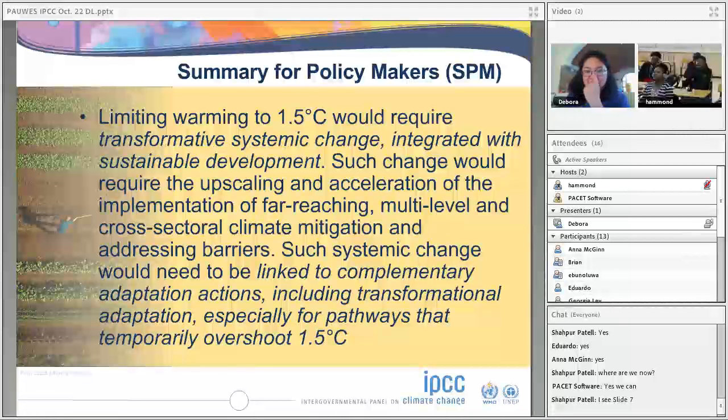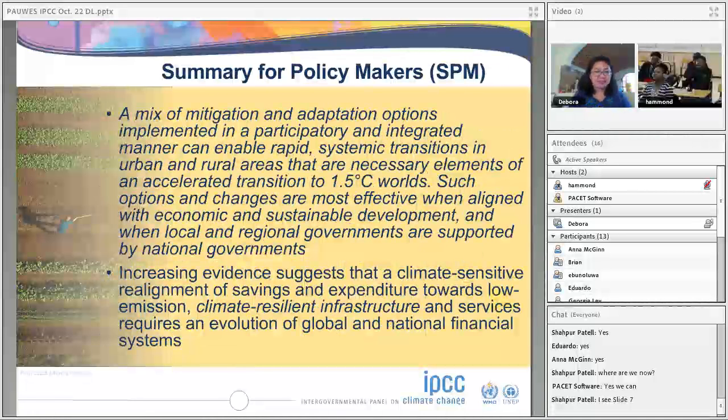As we can see, in some cases, incremental adaptation will not be enough, especially for pathways that temporarily overshoot 1.5 degrees. We also see that we need to implement a mix of mitigation and adaptation options, that need to be implemented in a participatory and integrated manner, enabling rapid systemic transitions both in urban and rural areas. And these are necessary elements for an accelerated transition towards a 1.5 C world.